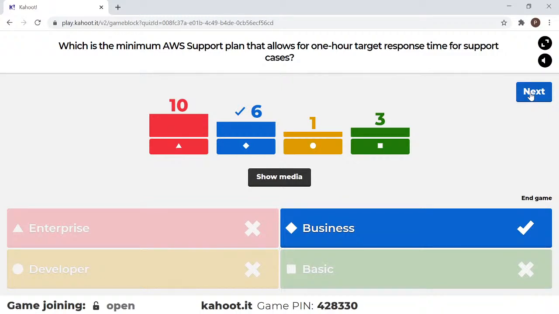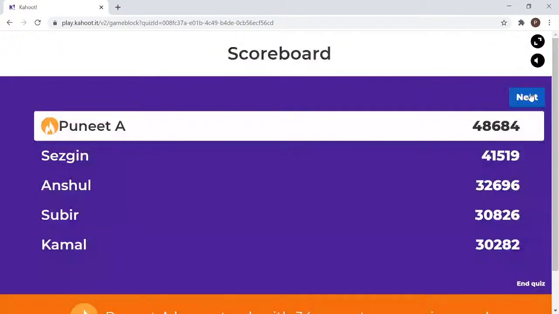So 6 of you got it right. Let's see if that changes the scoreboard. Not at all. So good. People are still holding strong to their positions. Let's move on to the next question.